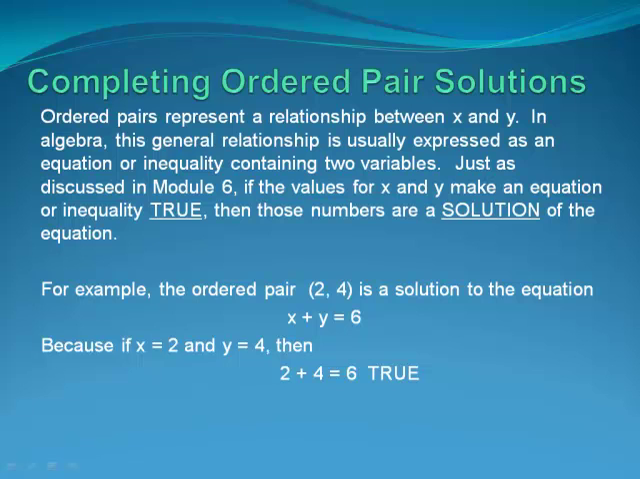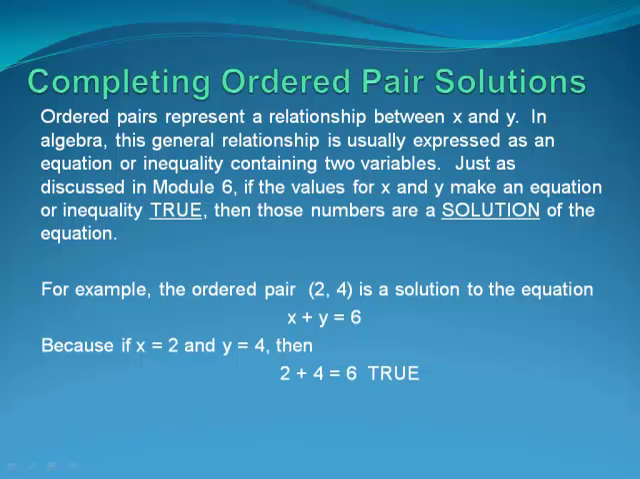All right, so what if the ordered pairs aren't given to you, like I just gave them? We have to know how to complete ordered pair solutions. So we talked about ordered pairs representing a relationship between x and y. In algebra, this general relationship is usually expressed as an equation or an inequality containing two variables. Just as discussed in Module 6, if the values for x and y make an equation or an inequality true, then those numbers are a solution of the equation or the inequality.